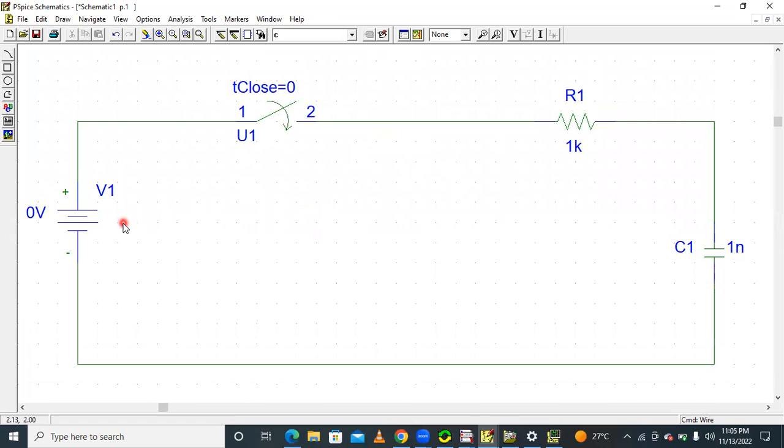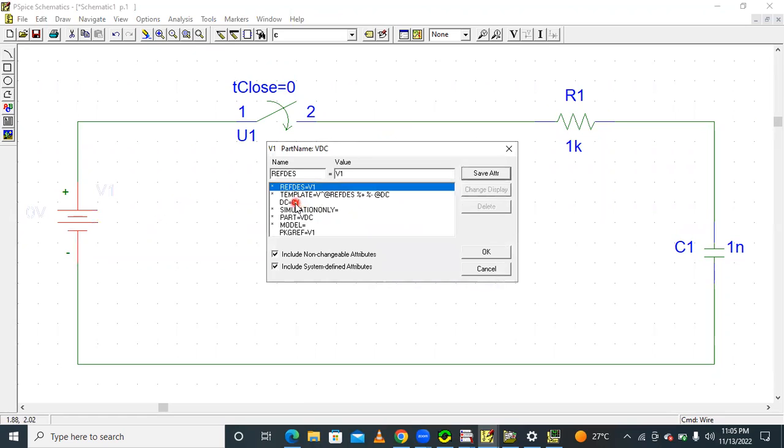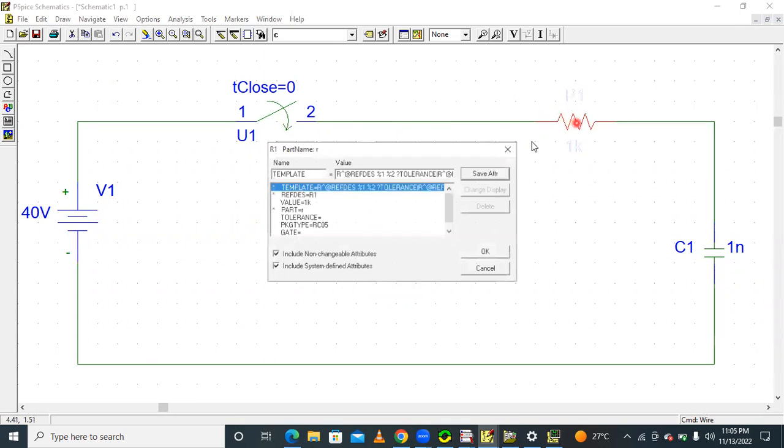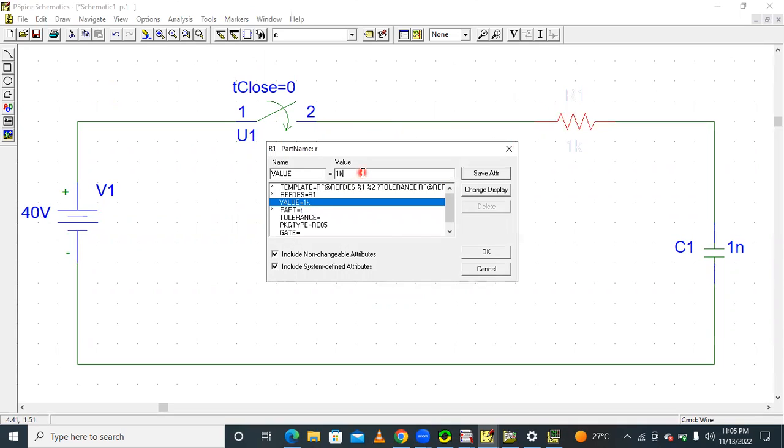So this is the circuit. For the first condition, case 1, the voltage is 40 volts. And the switch is closed. The value of the resistance R is equal to 200 ohms.